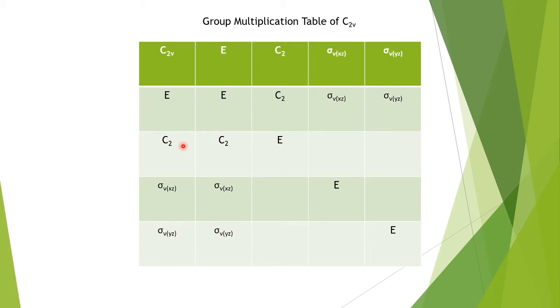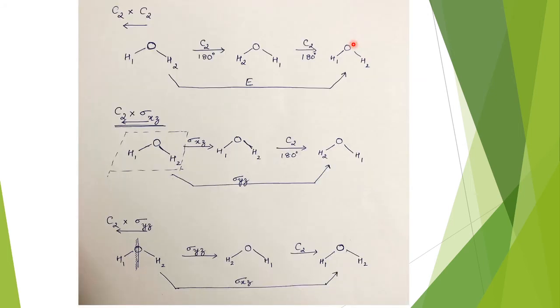Next we have to perform C2 into sigma V XZ. So what will we do? First we have to take the water molecule, and first we will perform sigma V XZ. Okay, sigma V XZ is reflection through the reflection plane which passes through all the atoms. I have written it down in a paper and put it over here. You can see this is the second one.